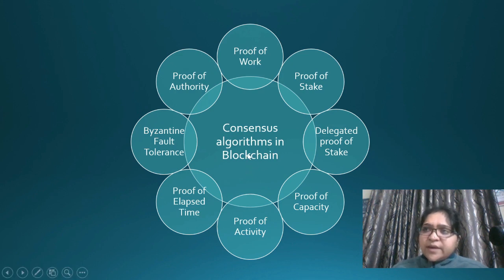There are multiple types of consensus mechanisms available. If you have seen my previous videos, I have already talked about proof of work. Bitcoin is using proof of work as its consensus mechanism. At the same time, we have multiple consensus algorithms available in general, like proof of stake, delegated proof of stake, proof of capacity, proof of activity, proof of elapsed time, Byzantine fault tolerance, and proof of authority. These are some of the consensus mechanisms which are widely known in blockchain, right?